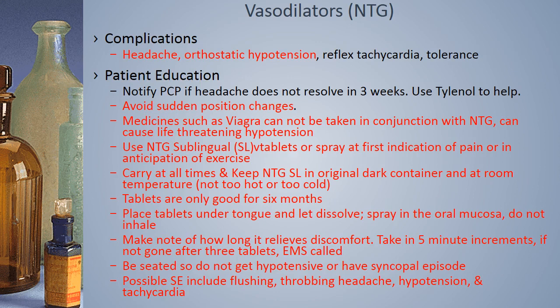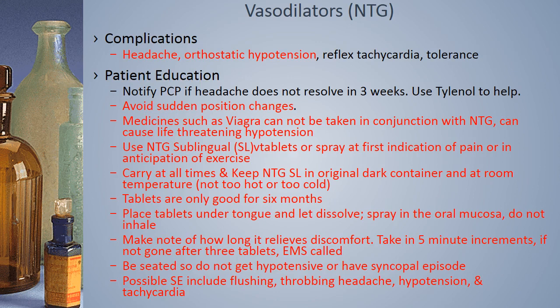So if a patient takes nitroglycerin, they could develop a headache. So you need to let the patient know about the side effects: flushing, throbbing headache, low blood pressure, tachycardia. Avoid sudden position changes. If the patient has a headache, give them some kind of mild analgesic like Tylenol. Medicines such as Viagra, which is a phosphodiesterase inhibitor, should not be taken in conjunction with nitroglycerin because of the complication of severe life-threatening hypotension.